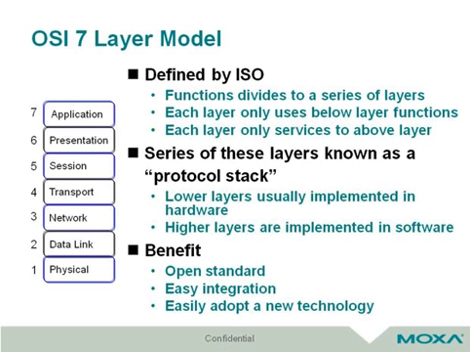The OSI 7-layer model is defined by ISO. It divides the function into a series of layers. Each layer only uses below layer functions and only services to above layer, which makes it easier when implementing a protocol. And since it's defined by ISO, it's an open standard, and it divides functions as layers, it's easier to be integrated and easily adapt to a new technology. For the following slides, I will introduce it from bottom to top, one by one.